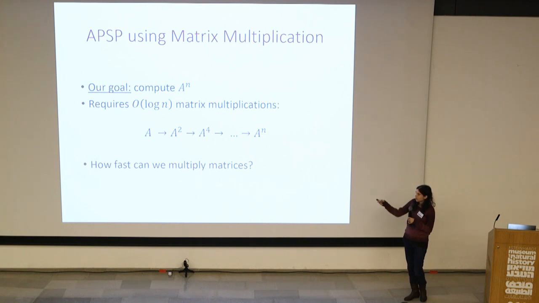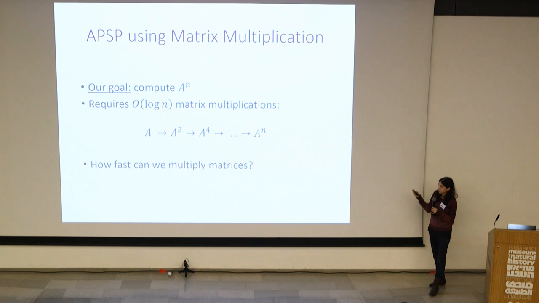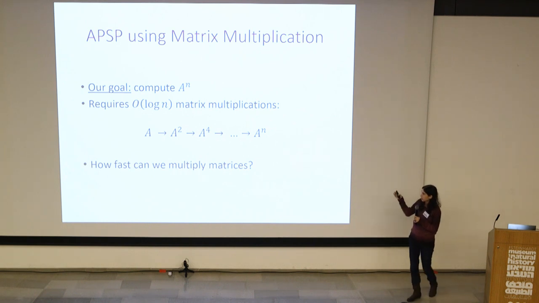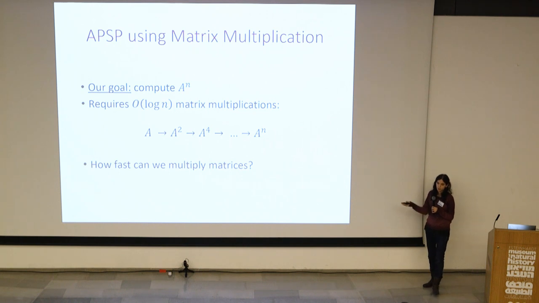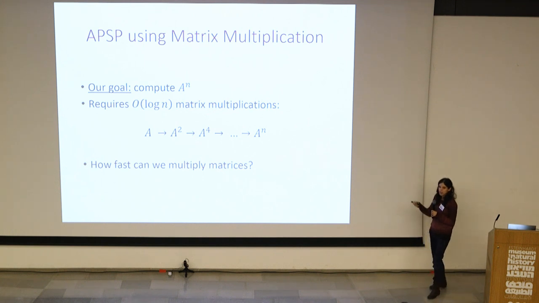Why? Because we can start with the matrix A, square it, then square the result, and so on. And after log n iterations of this iterative squaring, we get to A to the n. So if we have an algorithm for matrix multiplication, we can apply it log n times and solve APSP. So now the question is just how fast can we multiply matrices in this model?